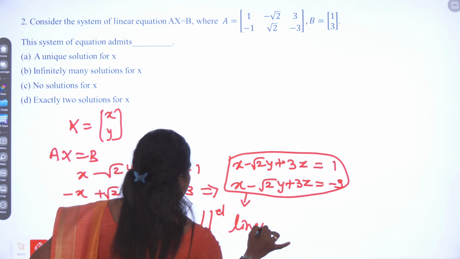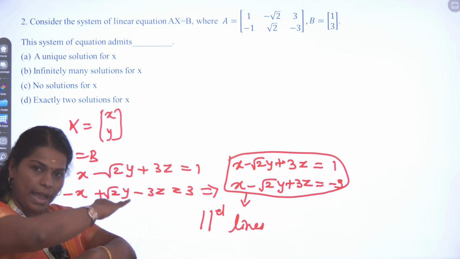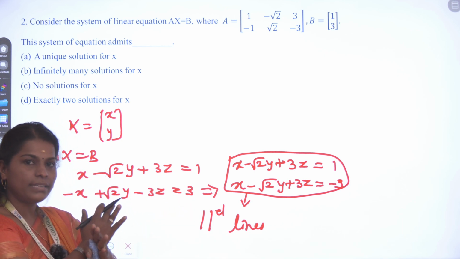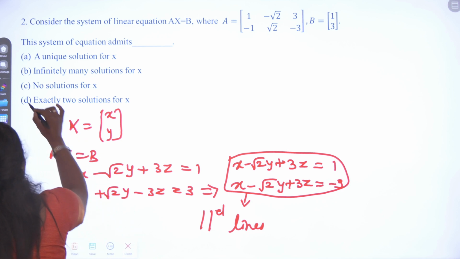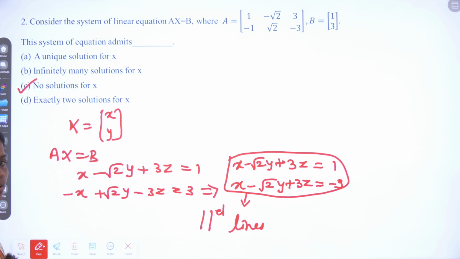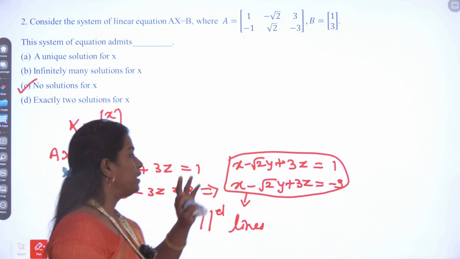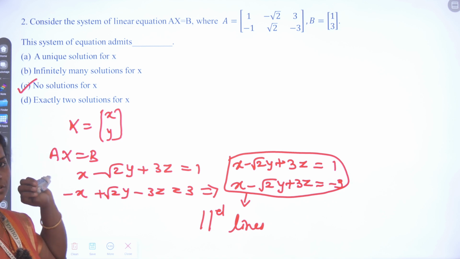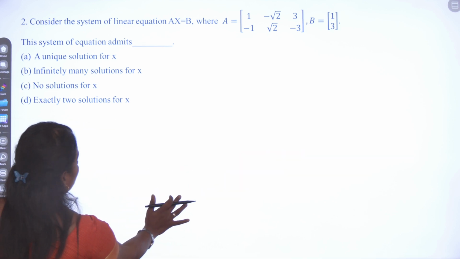Parallel lines. And as I said, as these two are parallel lines, they do not intersect at all, which means there is no solution at all. So this is the correct answer. There is no solution for x, as these two are parallel lines. So this is the answer for this question. Now let us move on to the next question.